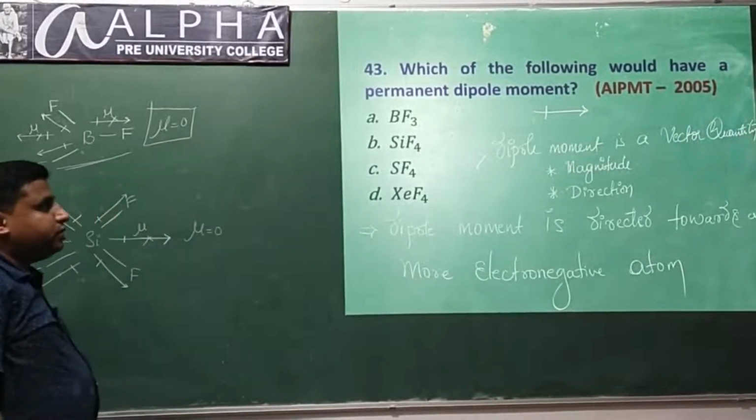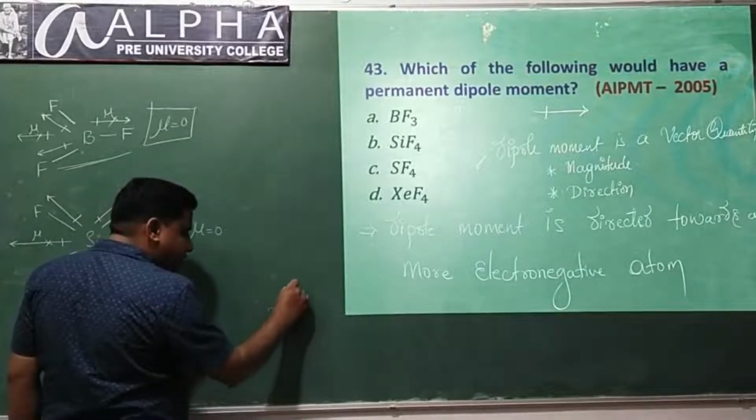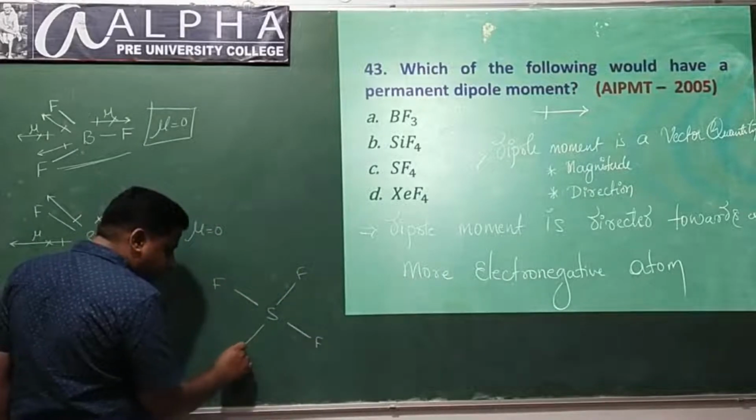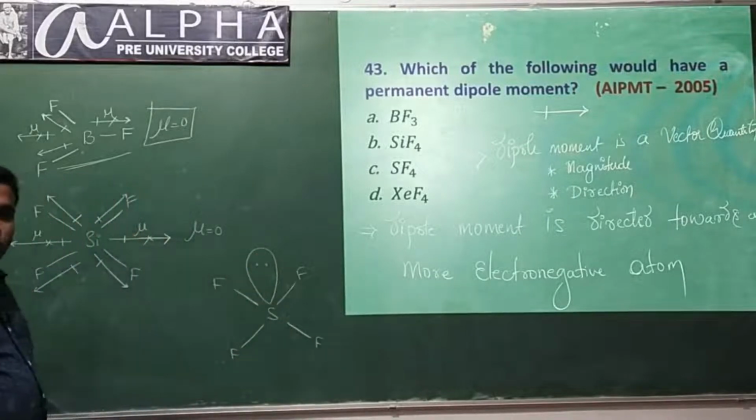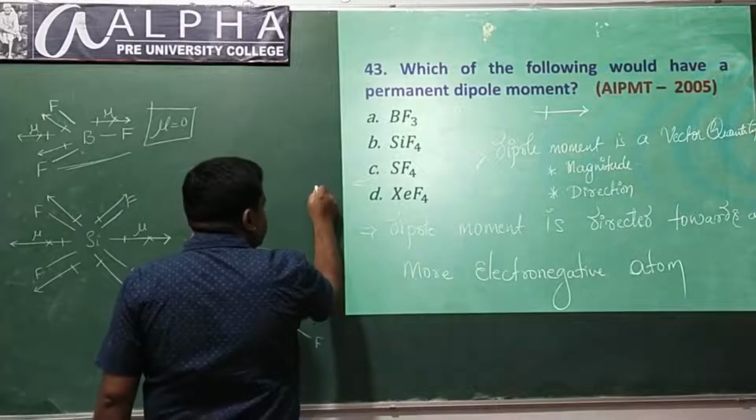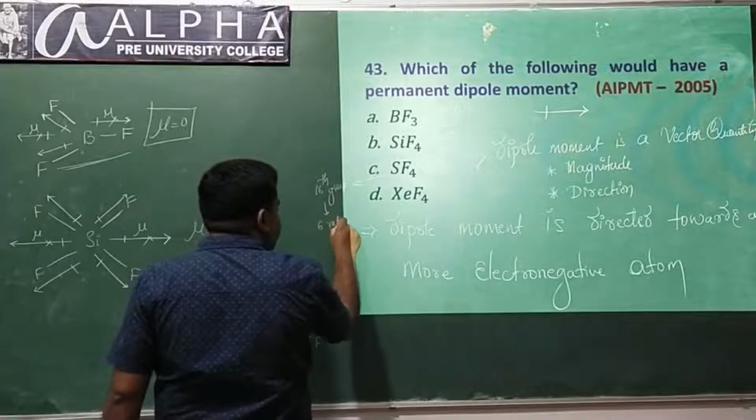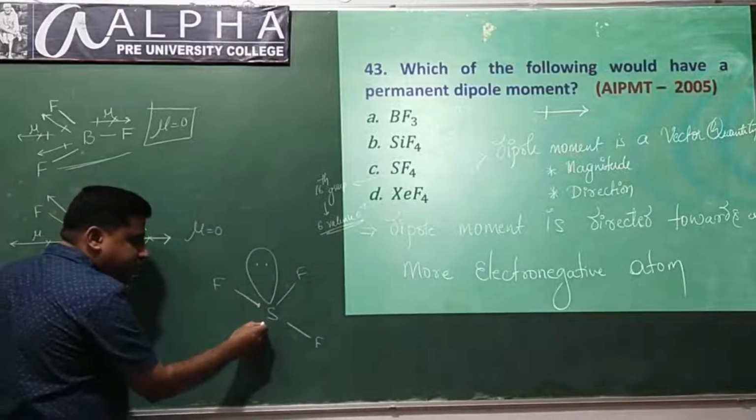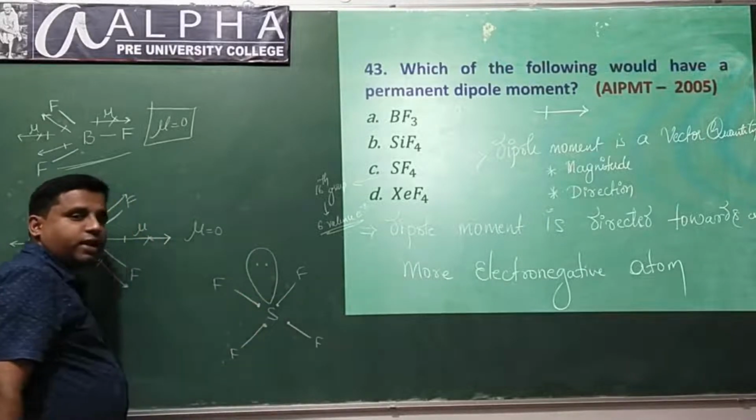Correct. Next, sulfur tetrafluoride. Look here, and be careful now. Sulfur has one lone pair of electrons. Sulfur belongs to which group? It belongs to the 16th group. 16th group means 6 valence electrons. Please listen up here. Out of 6 valence electrons, it has used 4 valence electrons to form bonds with fluorine. Therefore the remaining 2 valence electrons are a lone pair of electrons, isn't it?